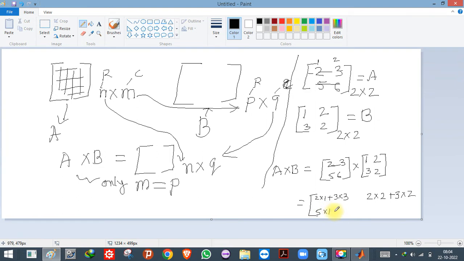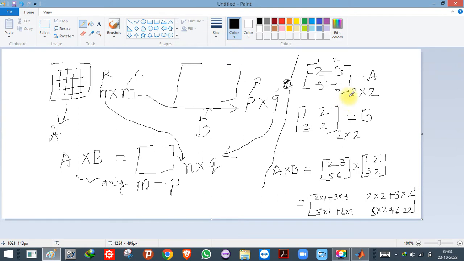Then again second row, 5 into 1 plus 6 into 3, then 5 into 2 plus 6 into 2. Always row column multiplication. So this is how you get the result.